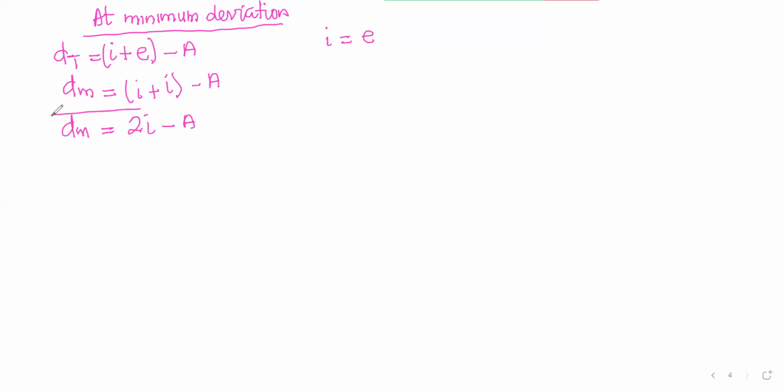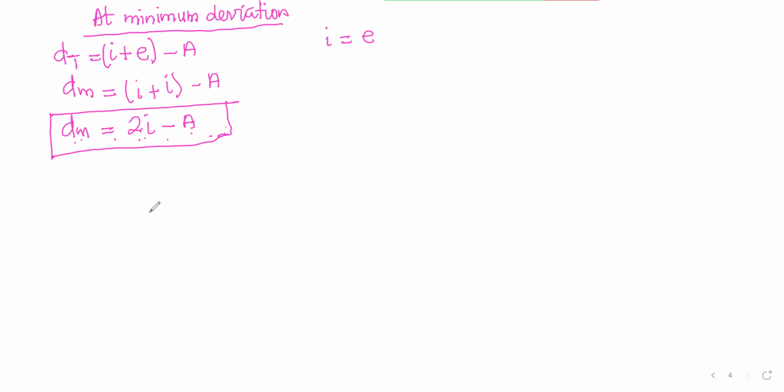Okay, so dm will be equal to 2 times the angle of incidence minus A. So when we get to that angle of incidence, which will give us the minimum deviation, this will be the expression for the minimum deviation. The minimum deviation will be equal to 2 times the angle of incidence minus the angle of the prism. Class, are we okay? Yes, please.